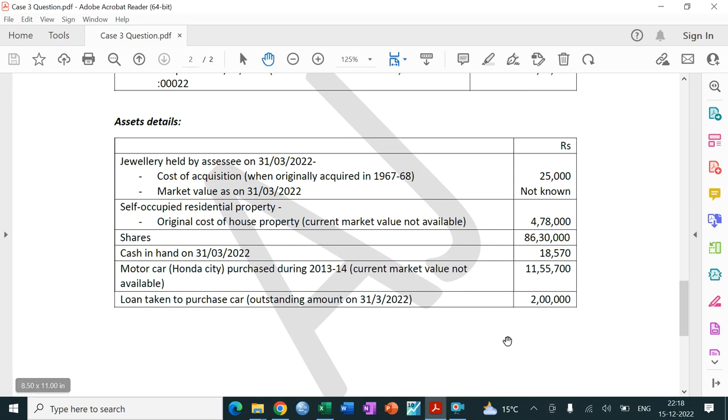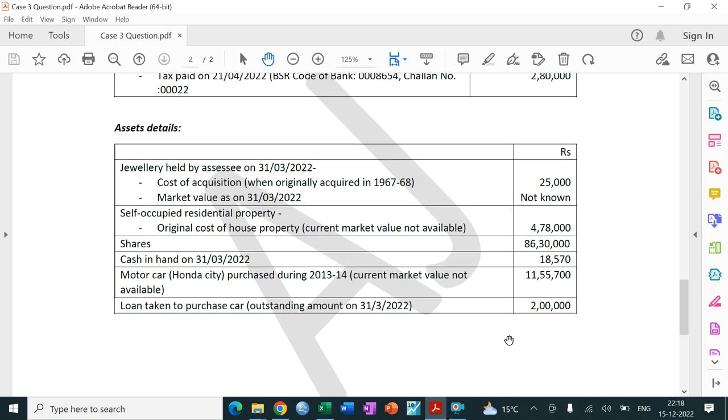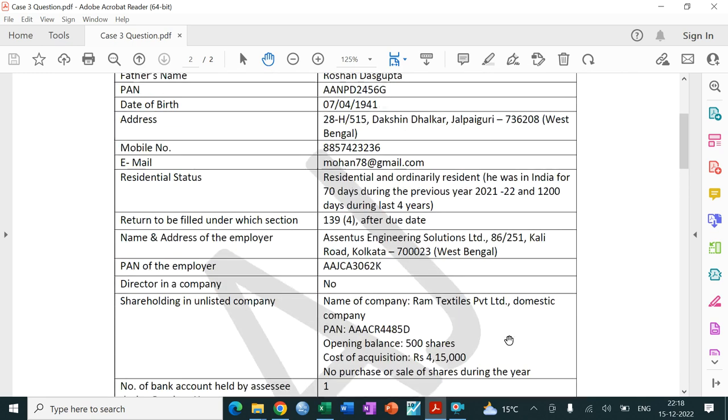Then these are the details regarding the assets and liabilities held by the assessee. Jewellery hai, self-occupied registered property bhi hai, shares bhi hai, cash in hand hai, motor car hai, and as well as there is a liability of a loan taken on the purchase of the car. Alright, so these are all the informations.